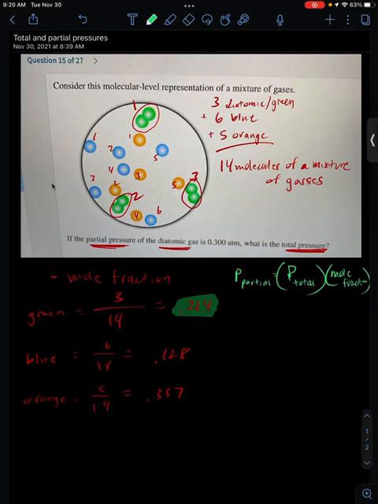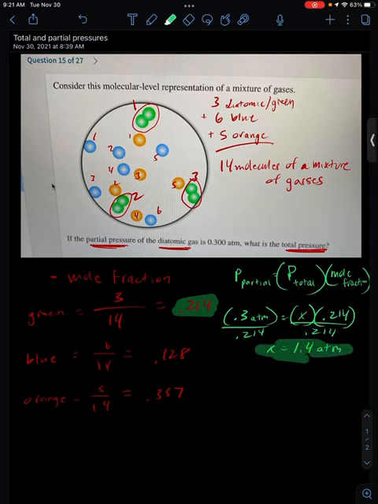So for our diatomic gas, the partial pressure was 0.3 atmospheres. Total is what we're solving for, and our mole fraction, 0.214. Divide these out. 1.4 atmospheres would be the total pressure of this mixture of gases.